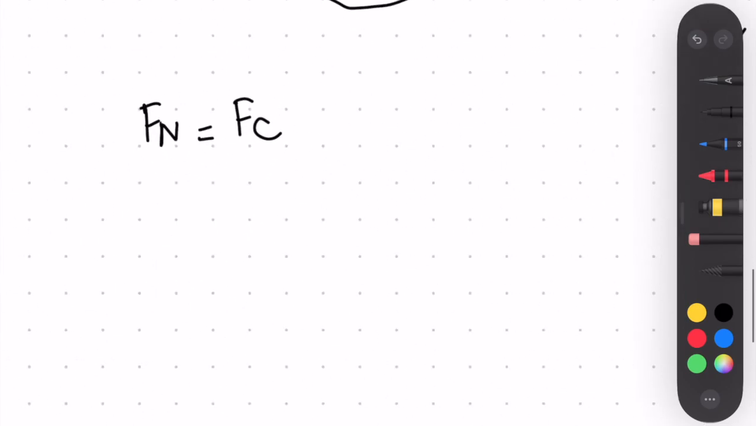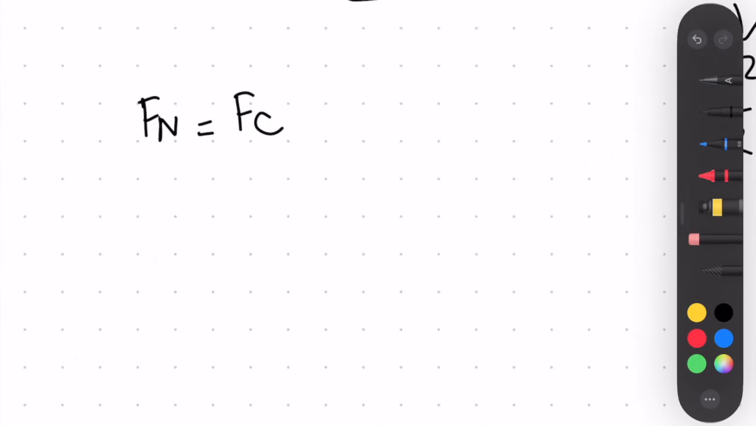Then, looking at it, normal force is equal to centripetal force, right? Normal force is equal to centripetal force. Well, centripetal force is equal to mv squared over r, right? Your mass times your velocity squared divided by your radius.